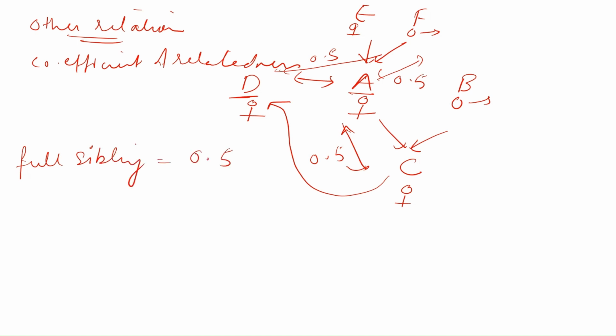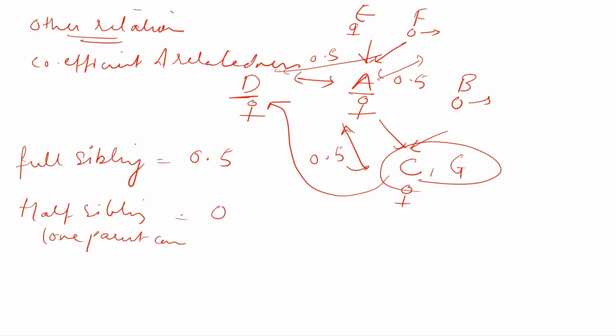Full sibling means, suppose A and B have two children, C and G. So they are full siblings. Half sibling means one parent common. On an average, they share the relatedness of 0.25. Now, another situation is the situation of monozygotic twins and dizygotic twins.